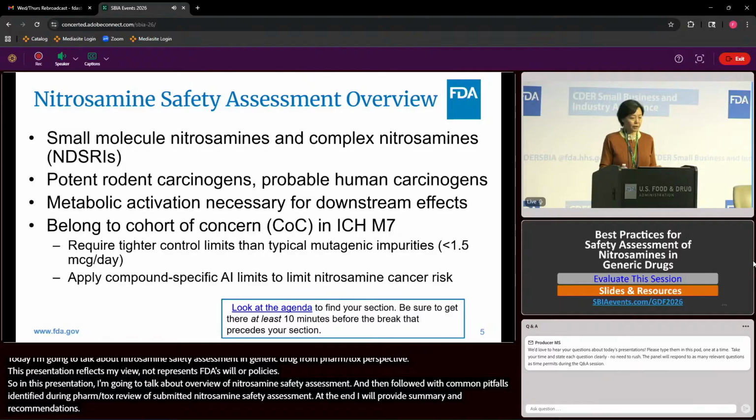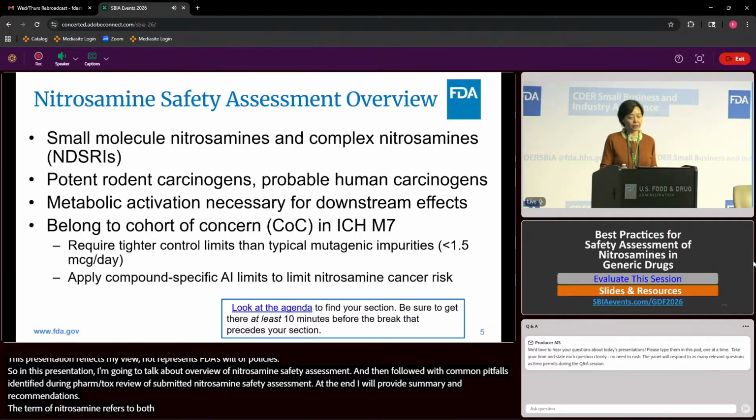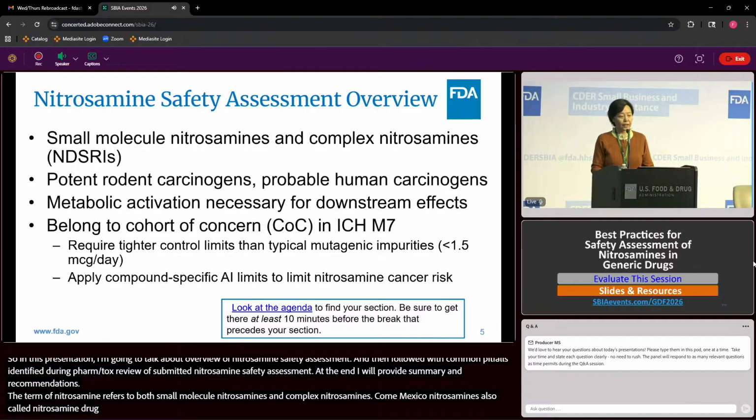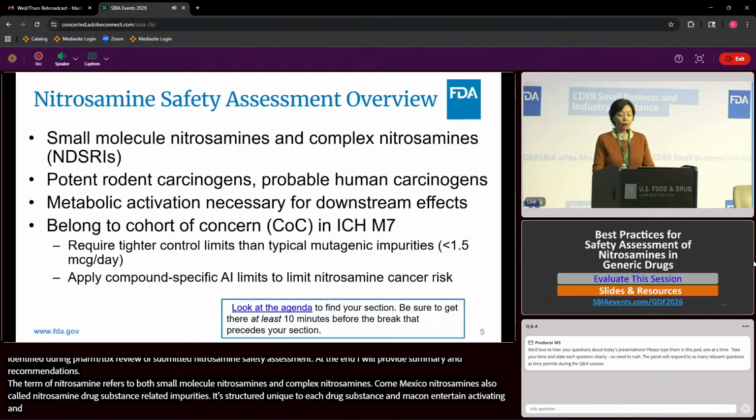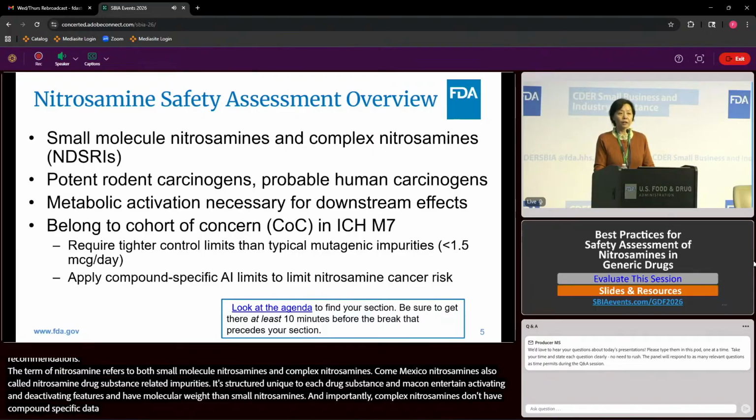The term nitrosamine refers to both small molecule nitrosamines and complex nitrosamines. Complex nitrosamines, also called nitrosamine drug substance-related impurities, have a structure unique to each drug substance and may contain activating and deactivating features, and often have a higher molecular weight than small molecule nitrosamines. Importantly, complex nitrosamines do not have compound-specific carcinogenicity data. In contrast, small molecule nitrosamines are known potent rodent carcinogens and probable human carcinogens.